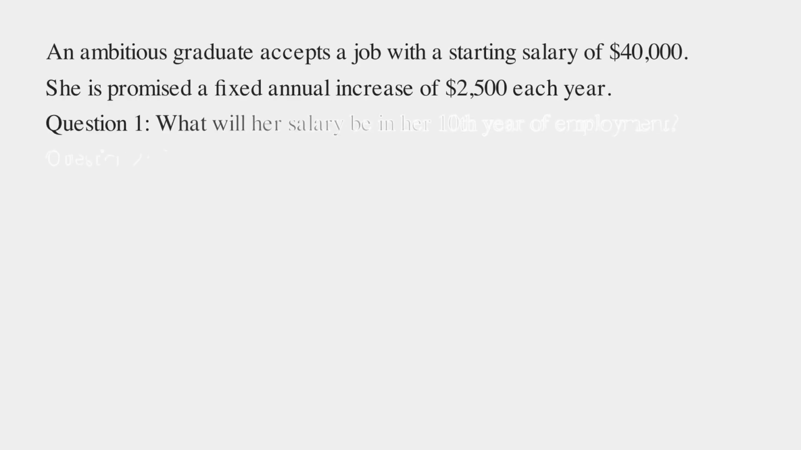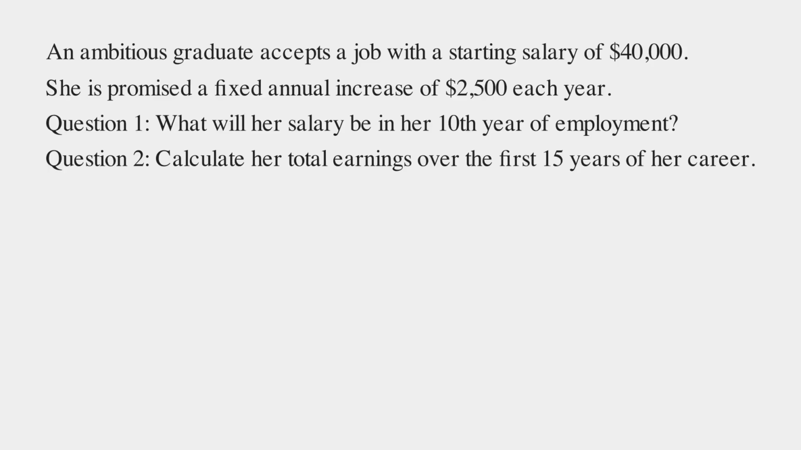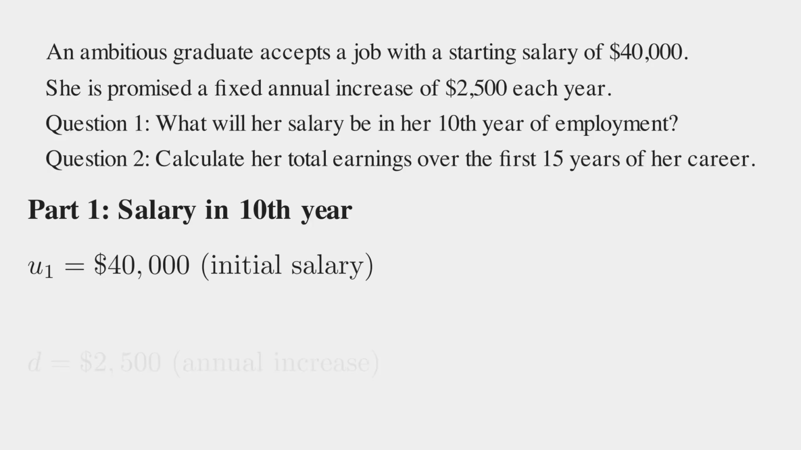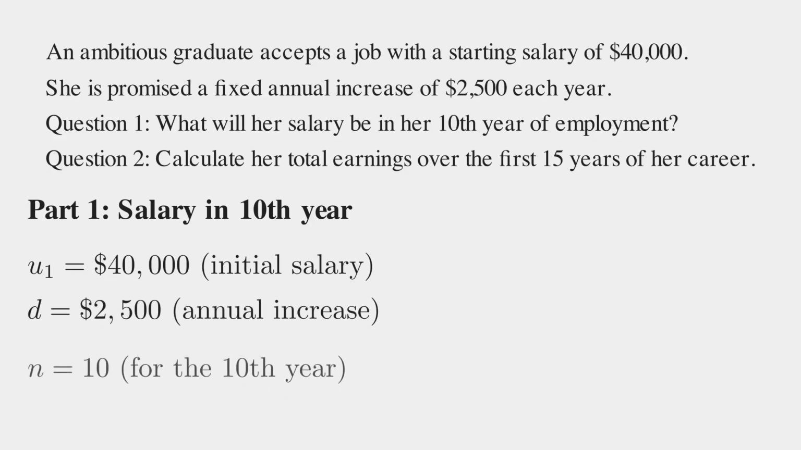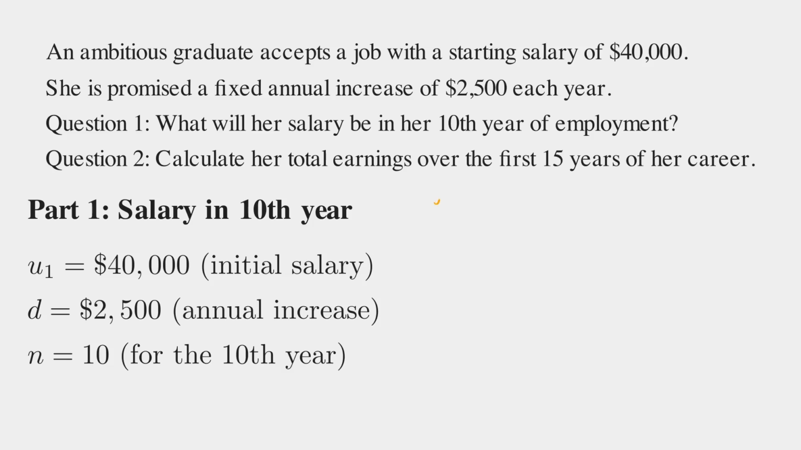Now that we have our definitions and formulas, let's put them to work and solve the ambitious graduate's earnings problem. First, in question 1, we have to know what her salary is in the 10th year of employment. Now we need to find the 10th term of an arithmetic sequence. From the problem, we can identify our key values. The first term u_1 is her starting salary, $40,000. The common difference d is the fixed annual increase, $2,500. Now here they said constant increase. This is why we say that this is the common difference. And we are looking for the salary in the 10th year, so n is equal to 10.